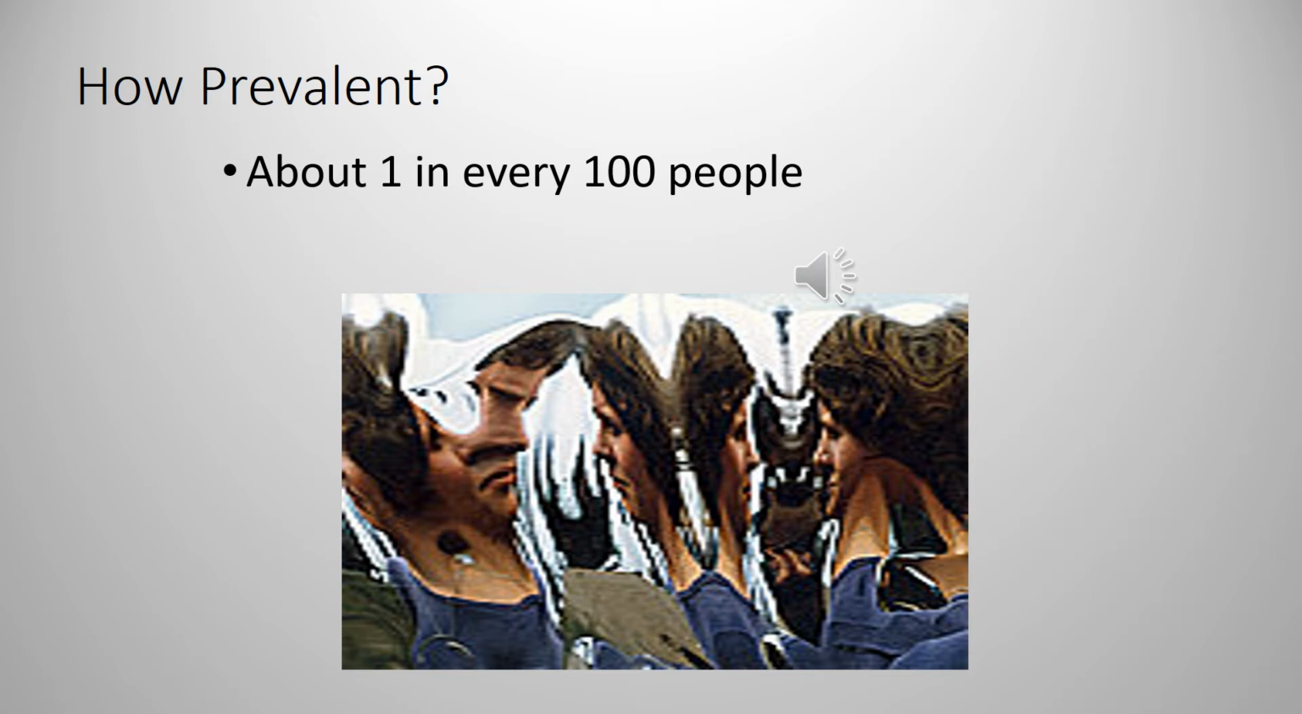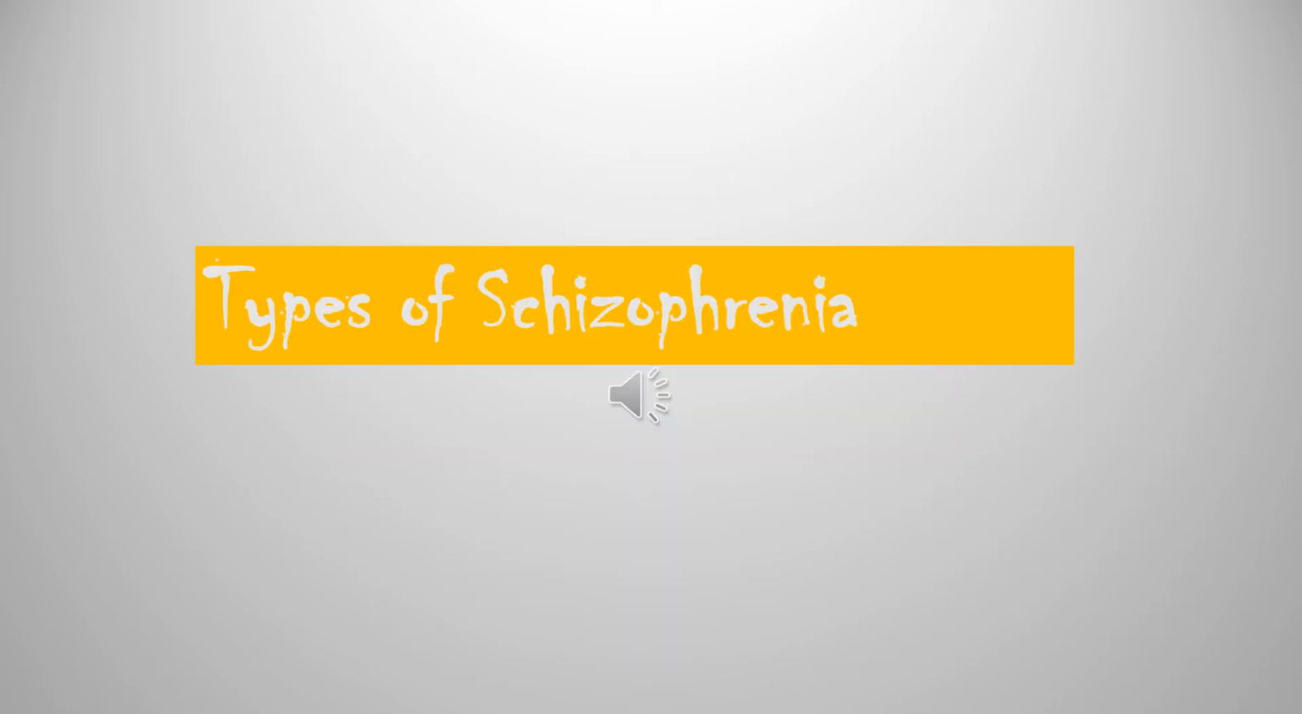One out of every 100 people will develop schizophrenia worldwide, so the rate of prevalence is 1%. So there are 4 different types of schizophrenia that we're going to look at. I'm going to talk about each of the 4 types, well, 5 types, and all of the symptoms associated with those.